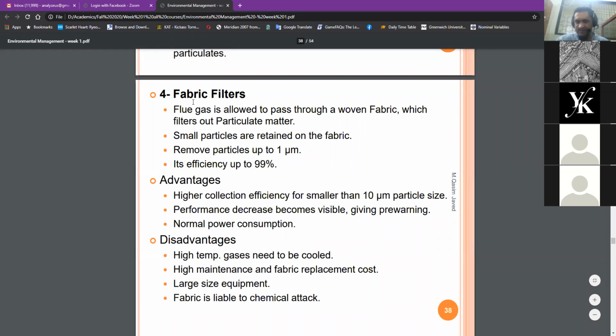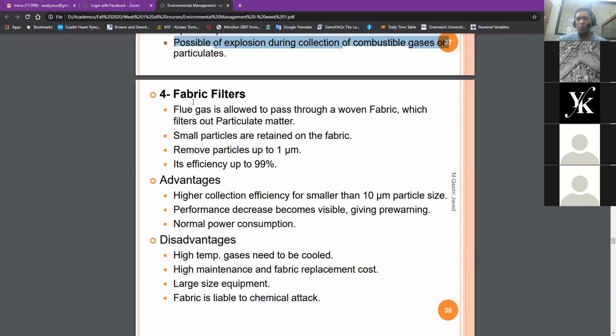In the simplest sense, this is what our vacuum cleaners do. It has a woven fabric, it uses special fabrics through which gas or air is passed, and all solid particles are basically stuck on the fabric.